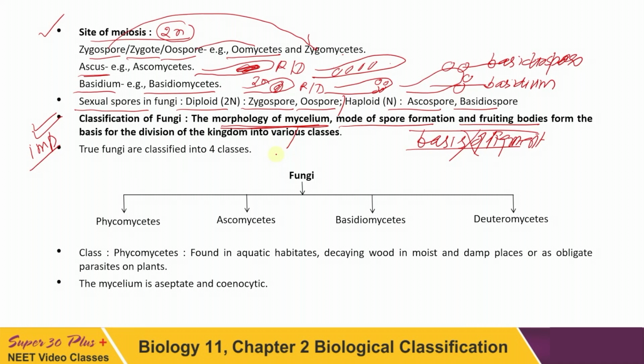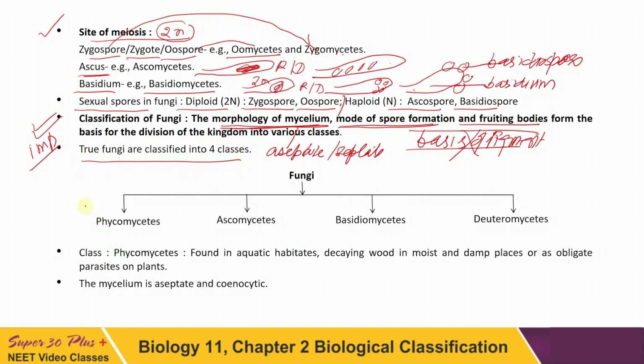Mycelium, right now you have seen that the mycelium is aseptate or septate. Mode of spore formation: this is conidia, this is ascospore, or this is anything else. That is what type, and fruiting bodies present. So the true fungi have 4 classes. What are these classes? Come on.